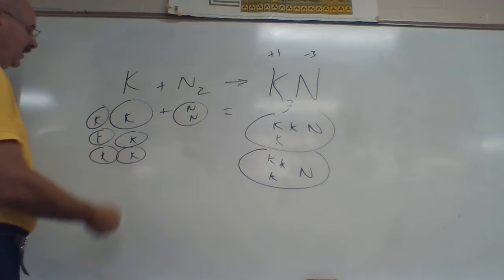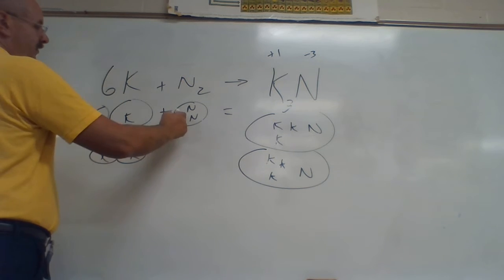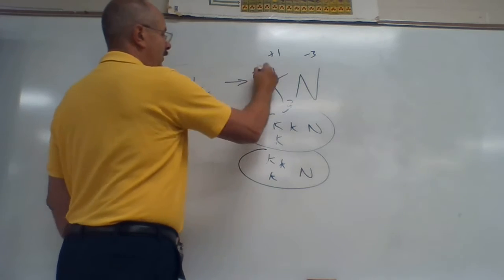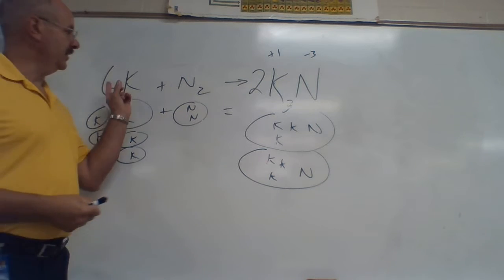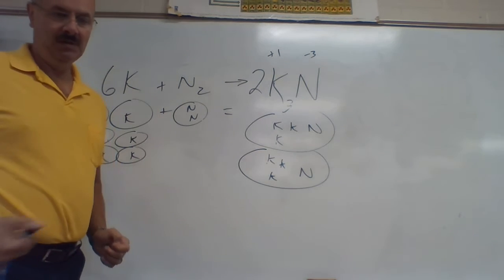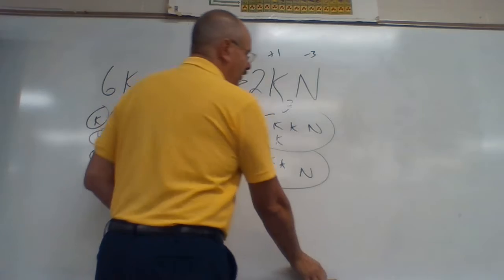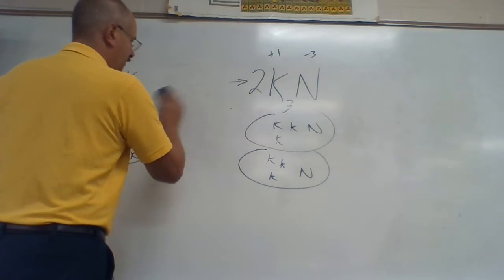All right, so go through and put down my numbers. 6, put a 6, 1, leave it blank, 1, 2, put a 2. There's my answer. All right, so those are combination. Remember combination, we're taking 2 elements, putting them together is what happens. So now we'll go to the examples of decomposition.